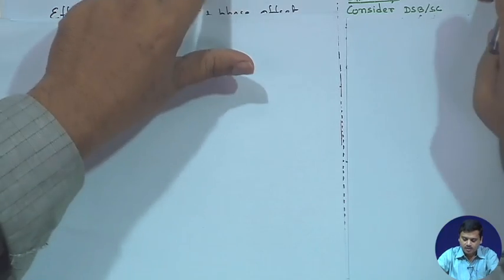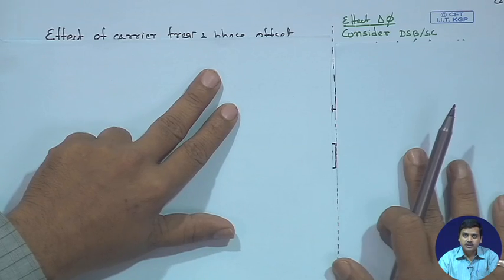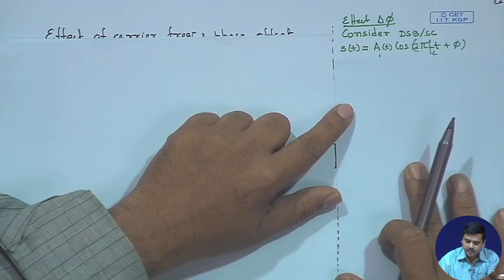Further, we will consider a double sideband suppressed carrier situation, where of course, the signal s(t) we have modeled.